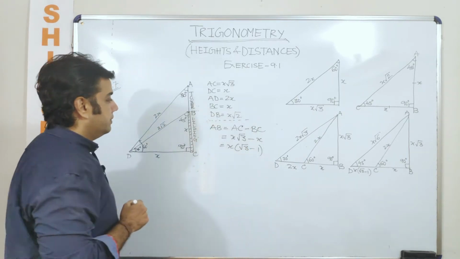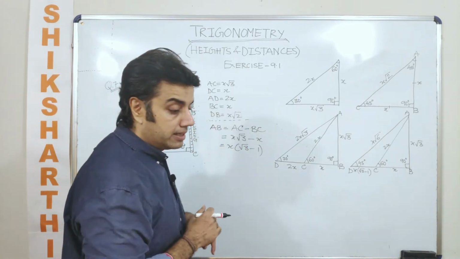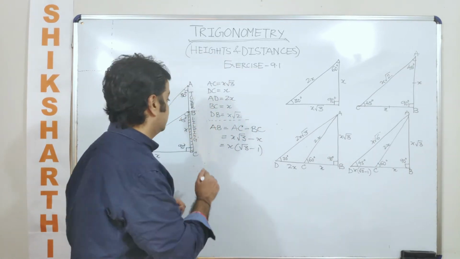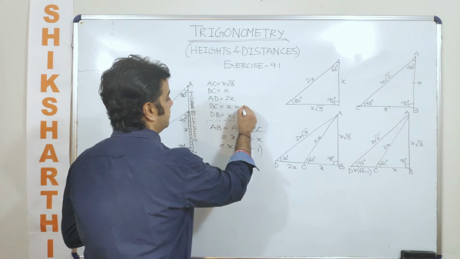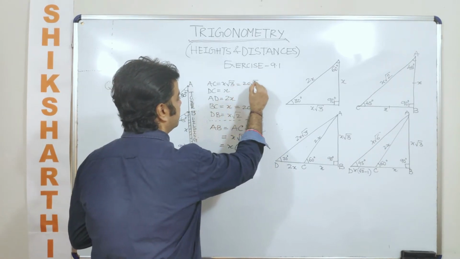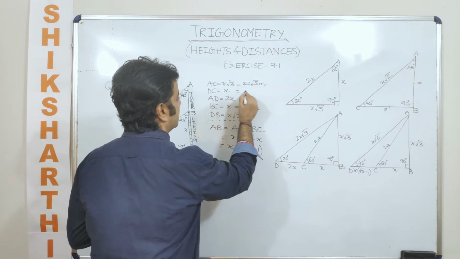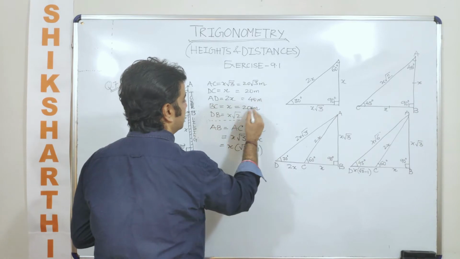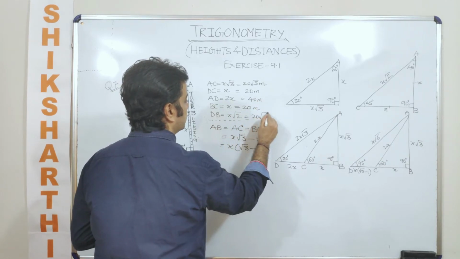Now you need to know the value of x. Now what is x? The height of the building. So what is the height of the building in this case? The height of the building is given to you as 20 meters. So if this is given to you as 20 meters, we can find out each and every value here. This is 20 root 3 meters. This is 20 meters. This becomes 40 meters. And this becomes 20 root 2 meters.